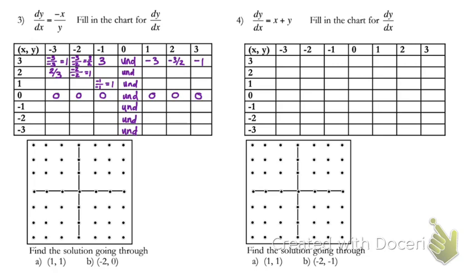All right, and this next one right here. If I plug in 2 in the top and negative 1 in the bottom, that would be negative 2 over negative 1, which is positive 2. If I plug in 2 on top and 1 on bottom, that would be negative 2 over 1, which is negative 2. 2 on top, 2 on bottom would be negative 2 over 2, that's negative 1. And 2 on top, 3 on bottom, that would be negative 2 over 3, negative 2/3.